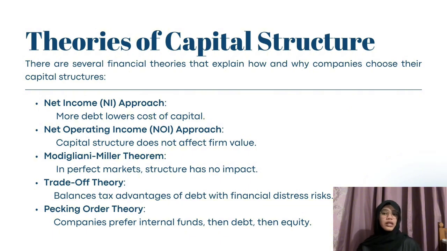Third one is Modigliani-Miller theorem. So parang same lang sila ng net operating income approach, pero dito, sa perfect market daw is walang epekto ang capital structure sa value ng firm. The next one is trade-off theory. Dito, binabalanse ng kumpanya ang tax benefit ng utang at ang risk ng financial problem. And lastly, pecking order theory. Dito, mas gusto ng kumpanya na gamitin muna ang sariling pera or internal funds tapos mangutang or tapos ang debt, then ang panghuli is mag-issue ng equity.